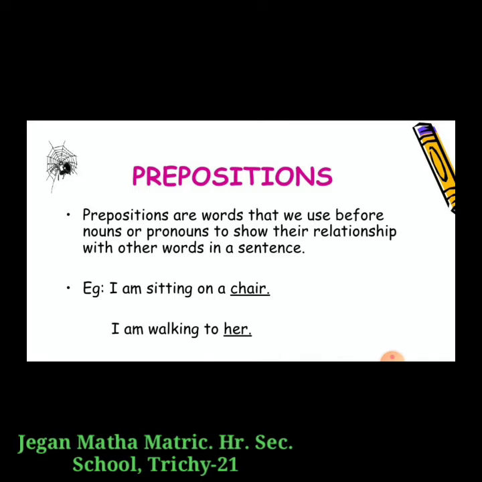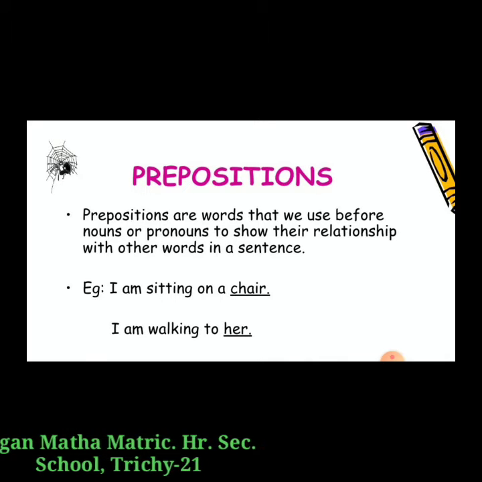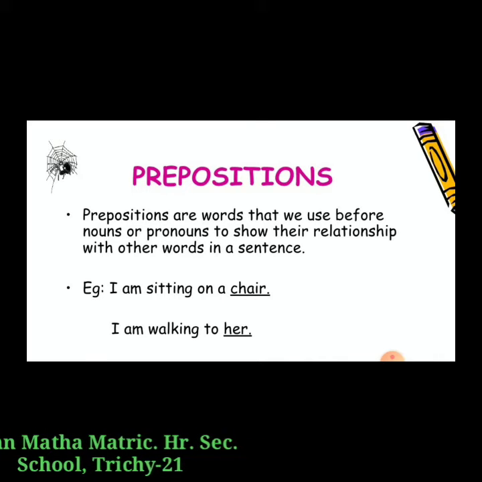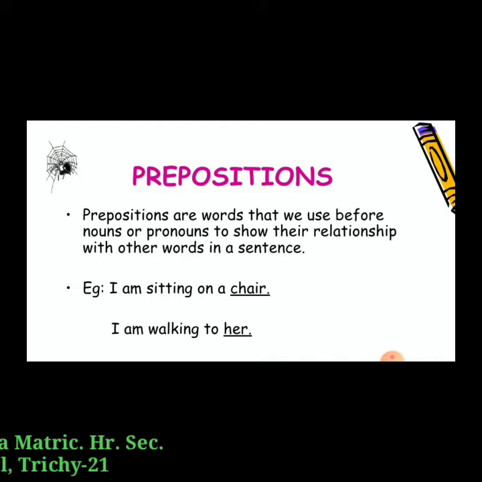I am sitting on a chair. Chair is a noun. So before the noun, what have we used here? The preposition on. I am walking to her. So before the pronoun, we have used one preposition, to. Okay, let us see them one by one.